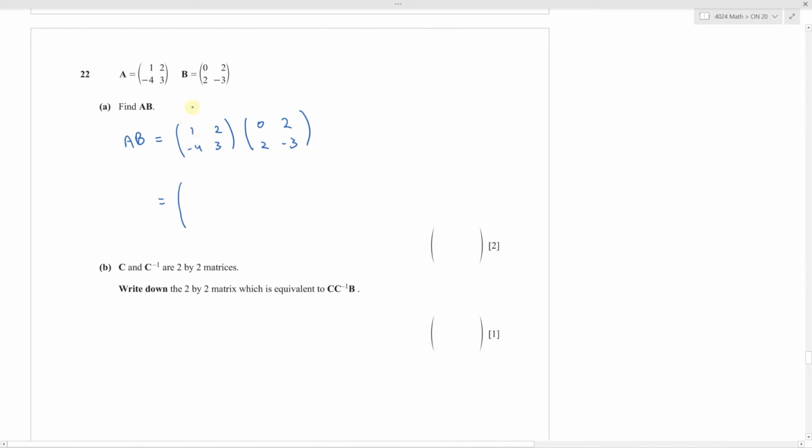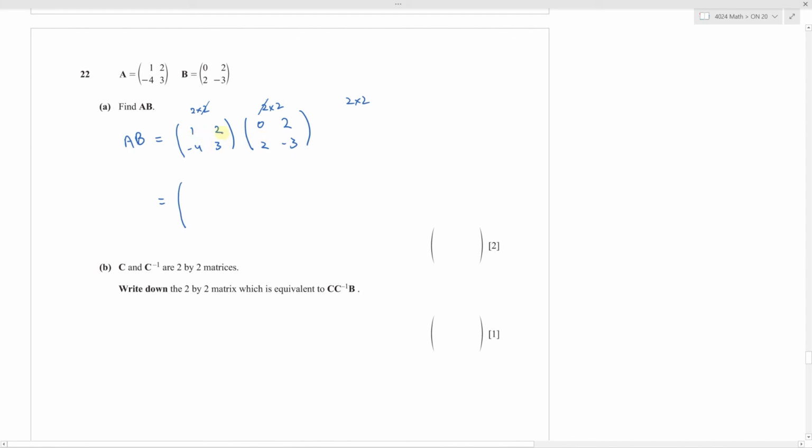So now you have a 2 by 2 matrix multiplied by a 2 by 2 matrix. The columns of the first matrix are the same as the number of rows in the second matrix. So they cancel out, and you're left with 2 by 2. So the product of these two will be a 2 by 2 matrix. So let's do the multiplication.